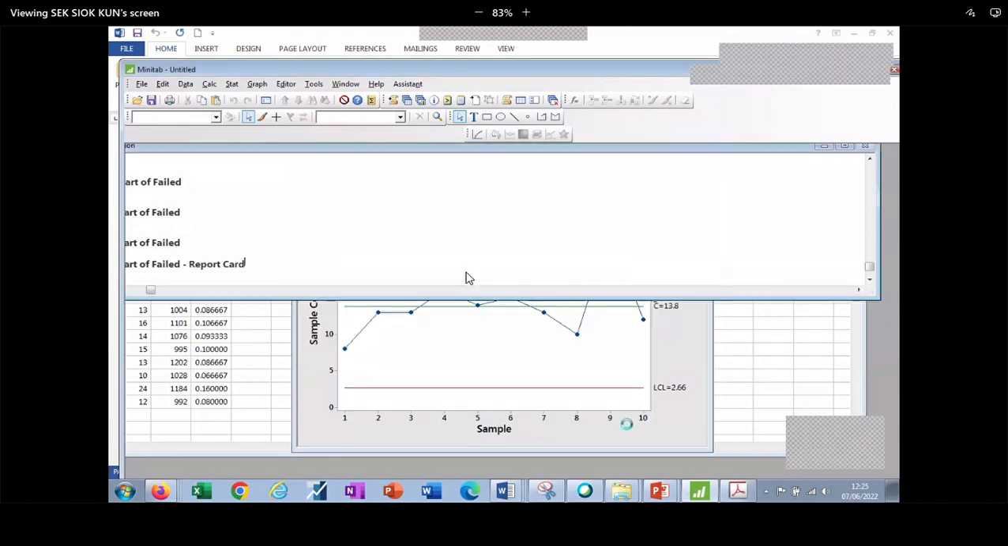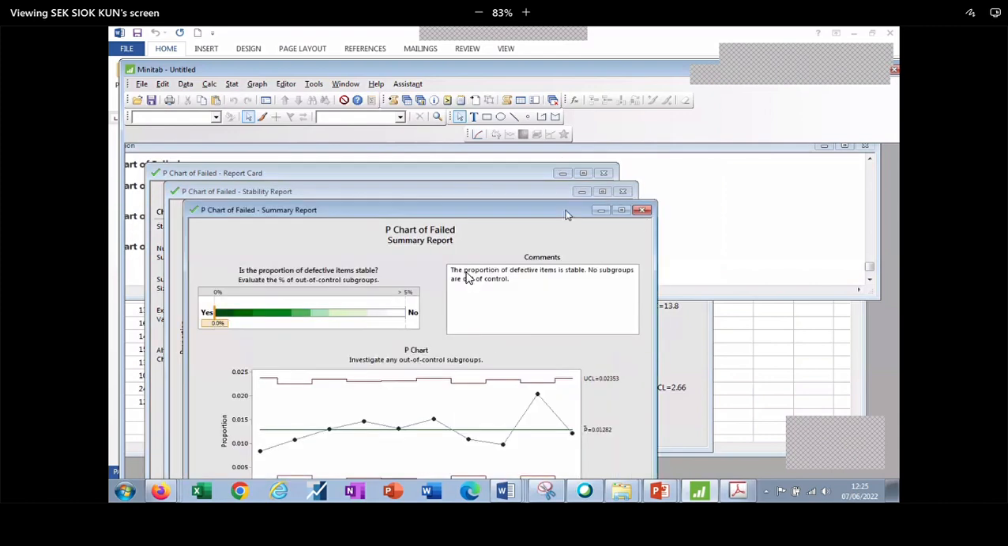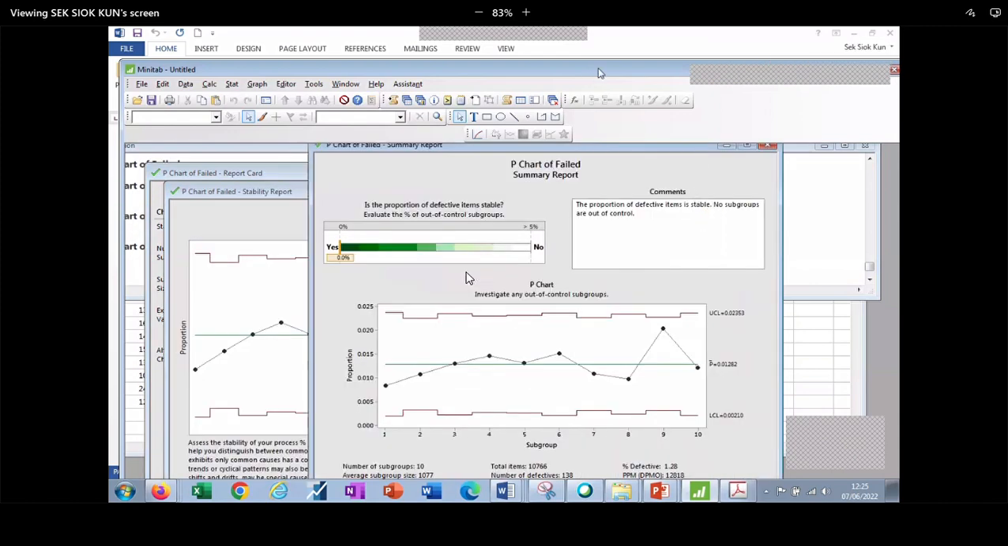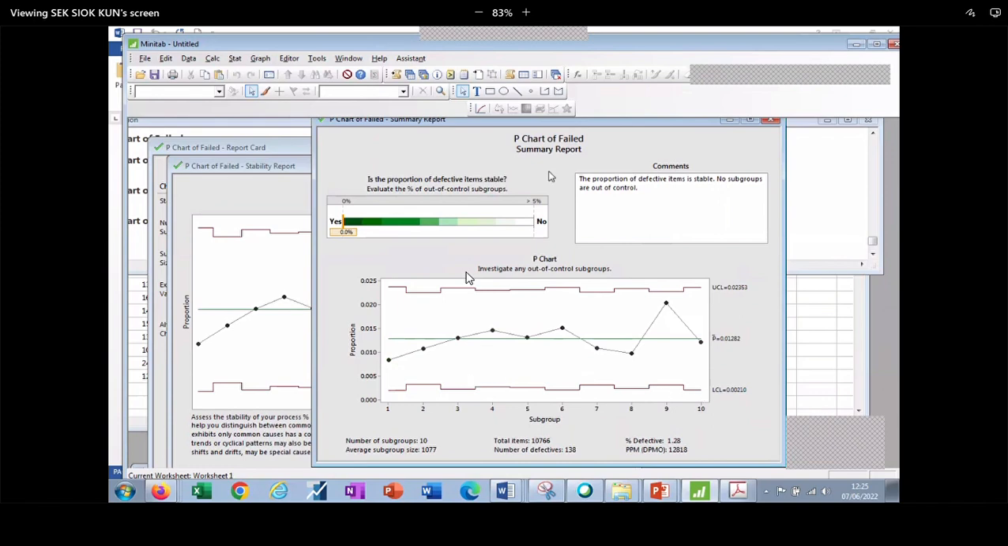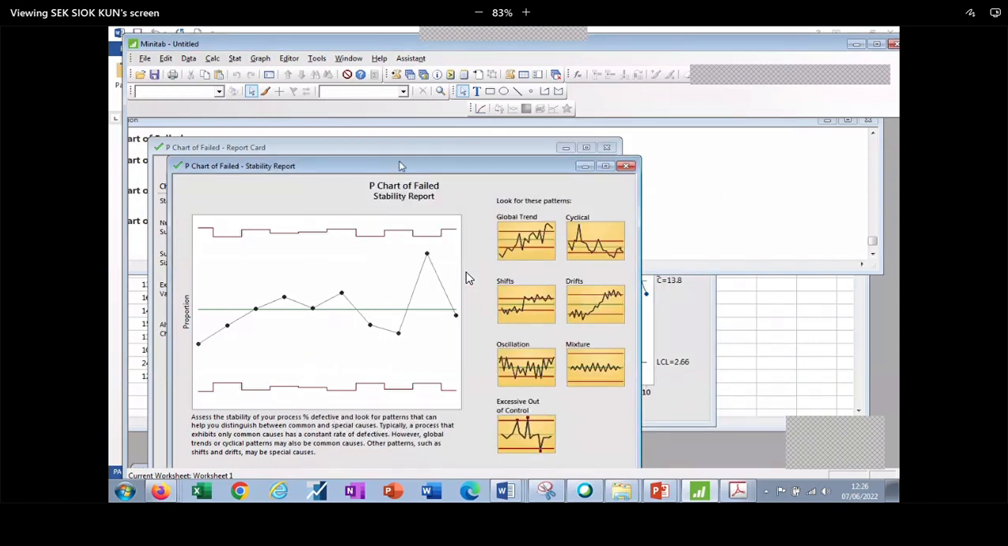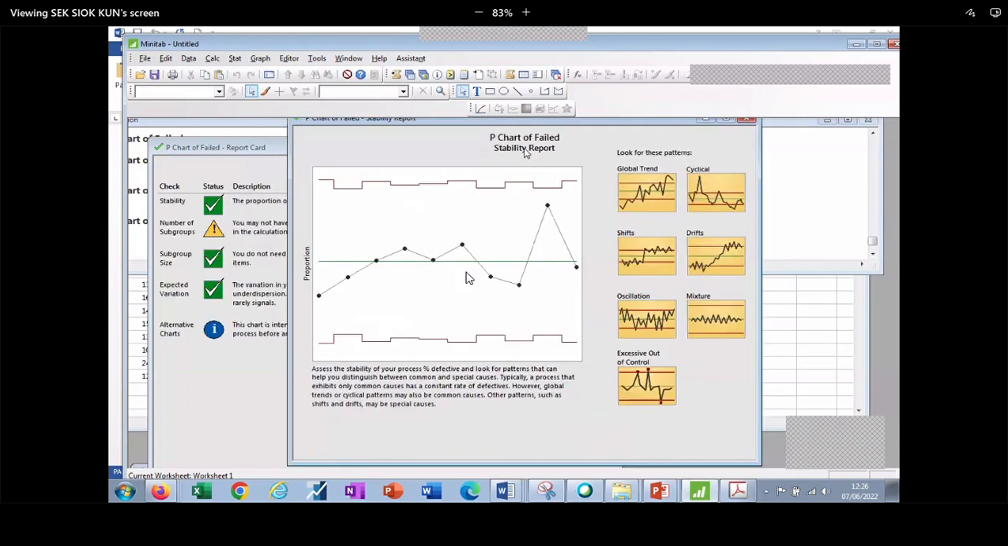Okay, so this is what I get. It provides more options from here. This is the P chart summary report, and it gives you the comment. Here you can add in, and if you want to edit, you can edit it. Then it provides the stability report, some summary here. So actually it provides some summary for you already, so you can use this as your conclusion.